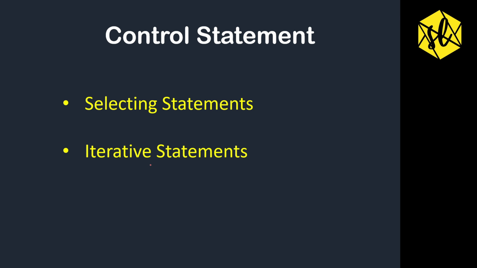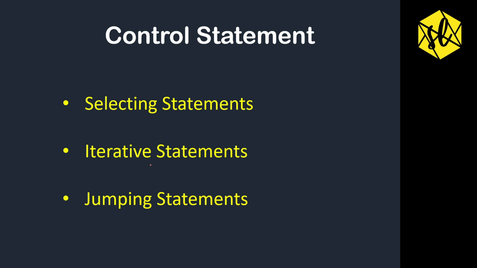There are basically three types of control statements. First one, selecting statements. Second one, iterative statements. Third one, jumping statements. Basically, I am giving a brief idea about these now, and we will be discussing these in our coming videos. So first of all, what is this selecting statement?